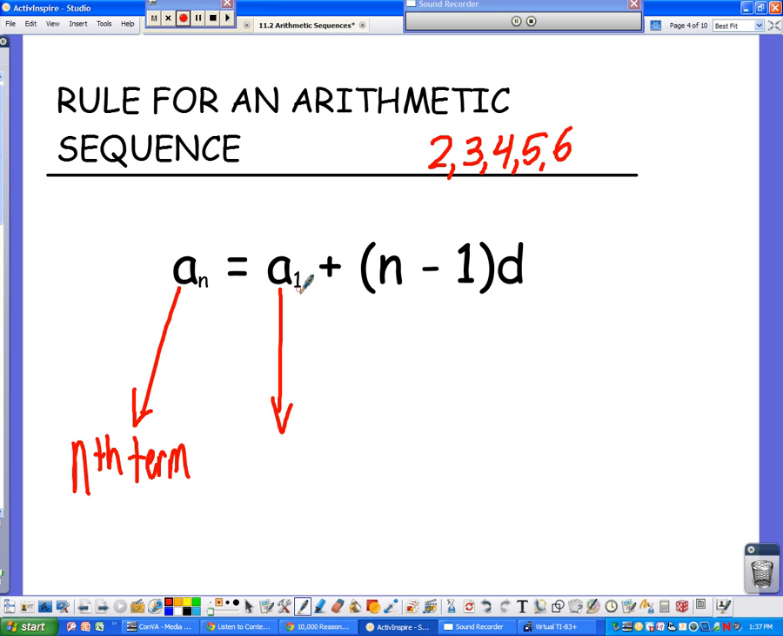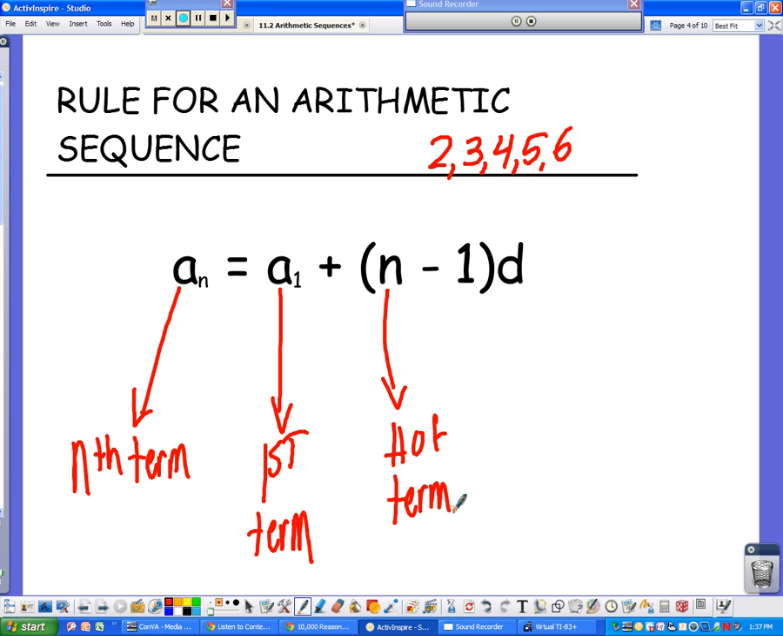In a sub 1, the little 1 indicates the term, because the little n tells you what term you're looking for. Whatever number that is tells us which term we're looking for. So in this case, this would be the first term. The n indicates the number of the term: if it's the first term, it's 1, the second term 2, the third term 3. If it was the 18th term, the number would be 18. And then D stands for that common difference.